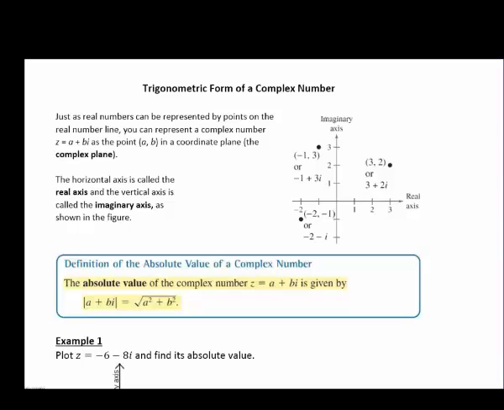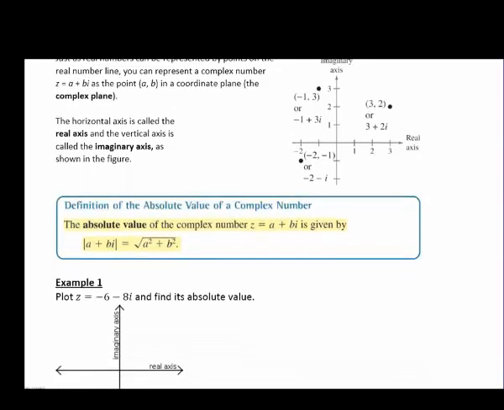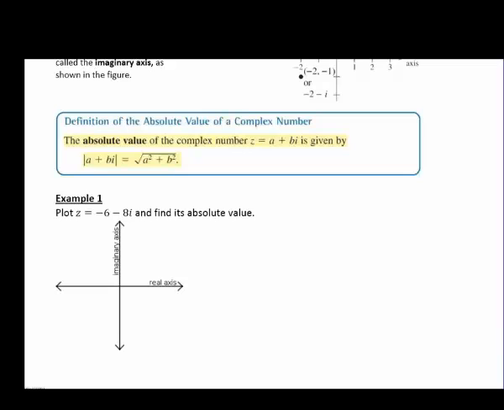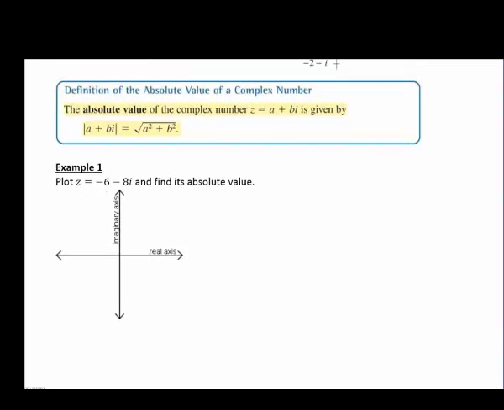So we can find the absolute value of a complex number by basically finding what we think of as the r, so the square root of a squared plus b squared. And so that's how we can find the absolute value of that complex number.